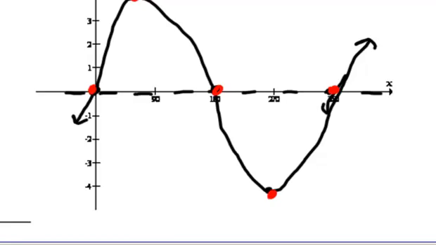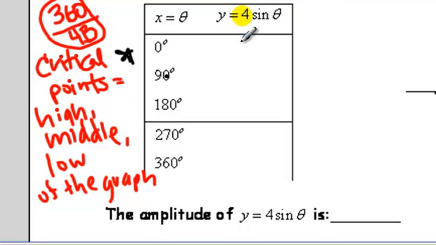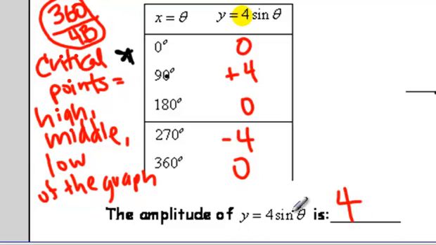Okay? Now to find your critical points, you're going to take 360 and divide by 4 times our b value. We're going to talk more about this in a second, but I just want you to have this written down: 4 times our b value. And notice we didn't change our critical points in number 1 because we did not change our period. So I should have filled the rest of this out. This is +4, 0, -4, and 0. So the amplitude of y equals 4 sine of theta is 4.